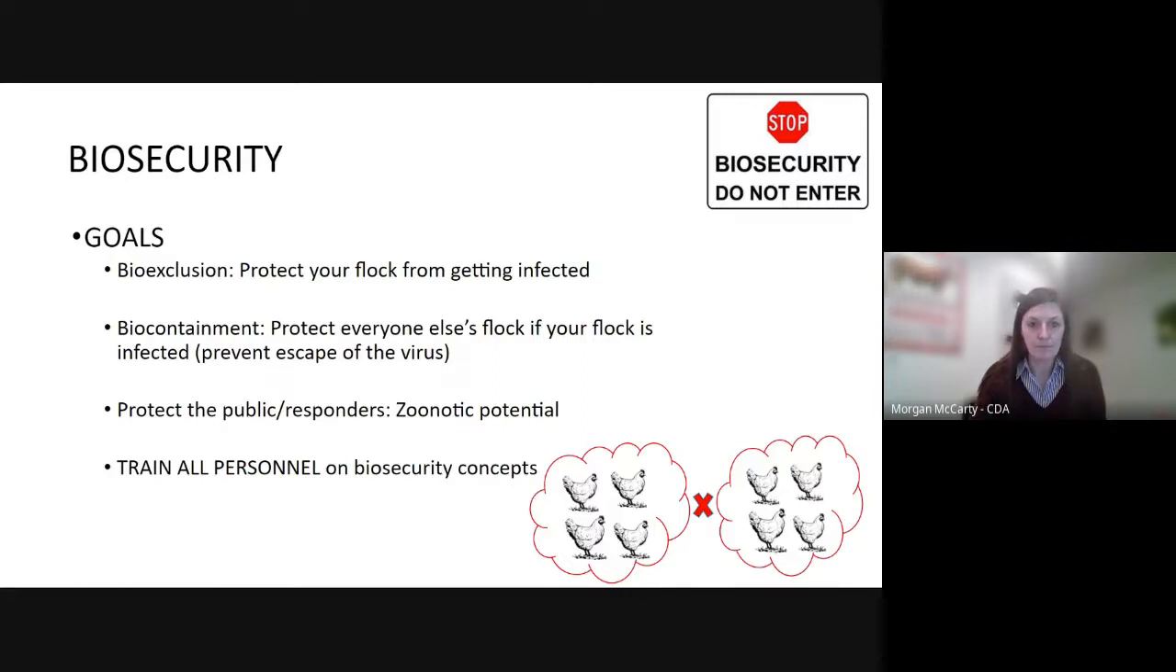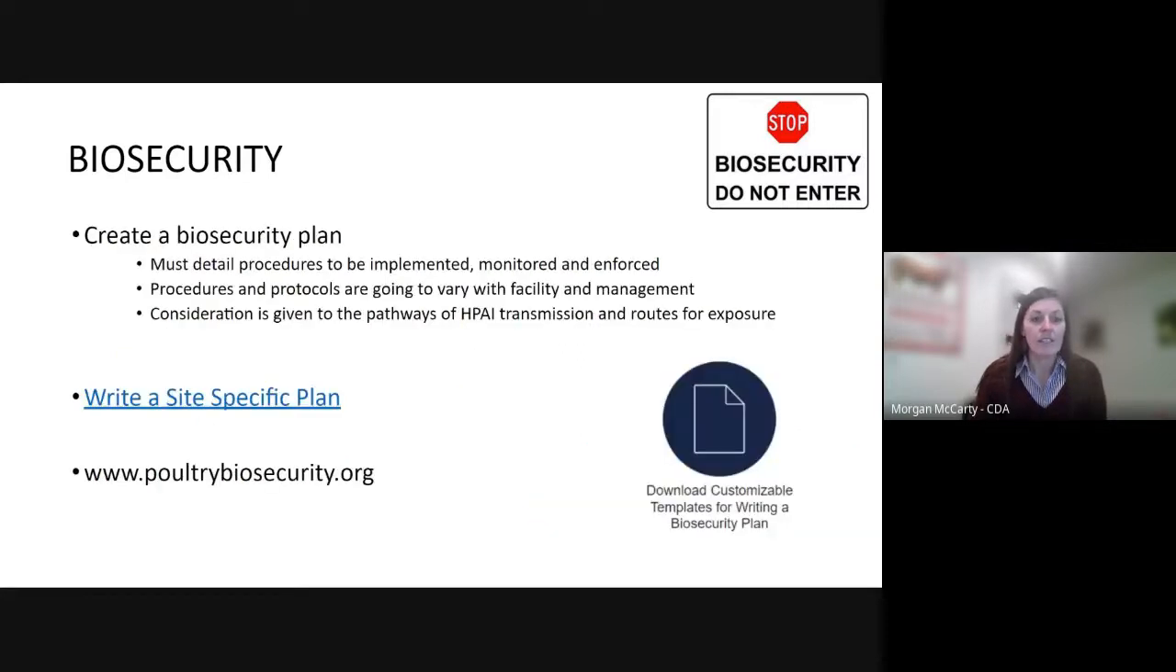So this slide here covers creating a biosecurity plan. And the biosecurity plan is a detailed plan to implement, monitor, and enforce to make sure all personnel are following protocol, standard operating procedure for coming and going. And that's going to be for personnel who work on the farm or folks who are delivering to the farm, that sort of thing.